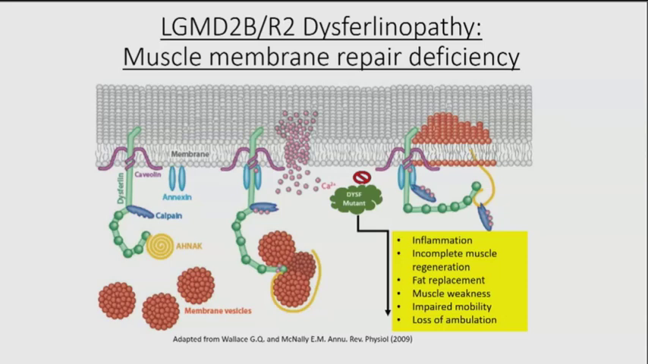So unfortunately, if you have loss of function mutations in dysferlin, you get LGMD 2B and dystrophic muscle phenotypes such as inflammation. You have incomplete muscle regeneration. You have massive fat replacement, muscle weakness, and eventually loss of ambulation for many patients.